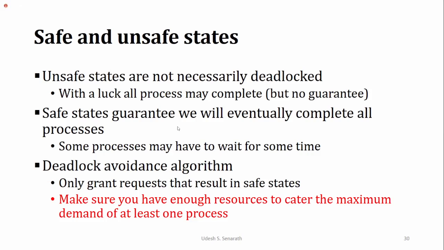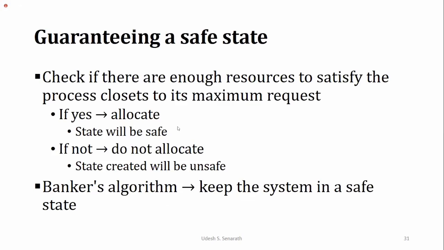So from that, we make sure we have enough resources to meet the maximum demand of at least one process. We only allocate resources if the state is safe. So guaranteeing a safe state means checking whether there are enough resources to satisfy the process closest to its maximum request. If yes, if resources are available, we allocate, which keeps us in a safe state, right? If there are no resources available, we don't allocate, right?